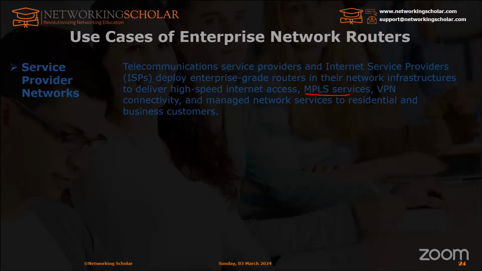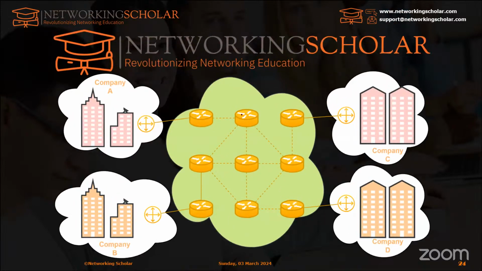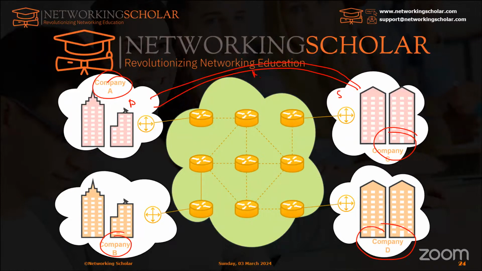Suppose there are MPLS services, VPN connectivity, or some additional services, these can be managed by an enterprise router as well. Let me show you an example of a service provider network, how it looks. Here, suppose there is company A, company B, company C, and company D. Suppose company A, company B, and company C are the parent company and sister companies, belonging to a single company. In that case, what can we use here? MPLS.